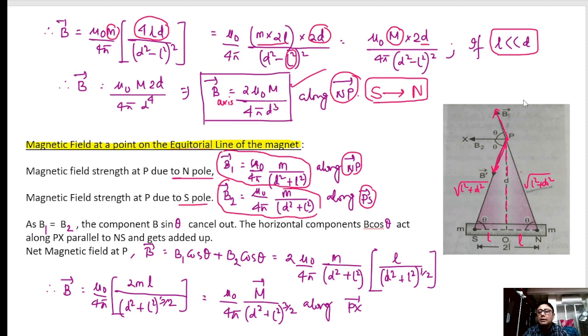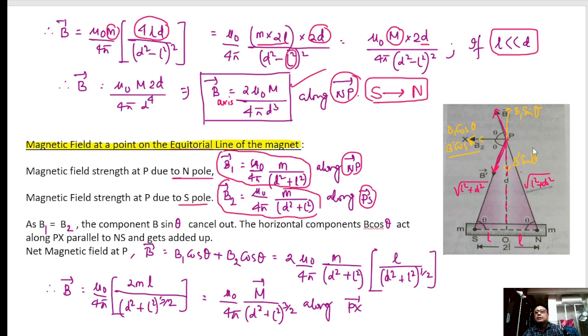Now please watch here, this B1 will have two components. One is B1 sine theta, and along this it will be B1 cos theta. Similarly, due to B dash, it will be B dash sine theta along this, and along this it will be B dash cos theta.